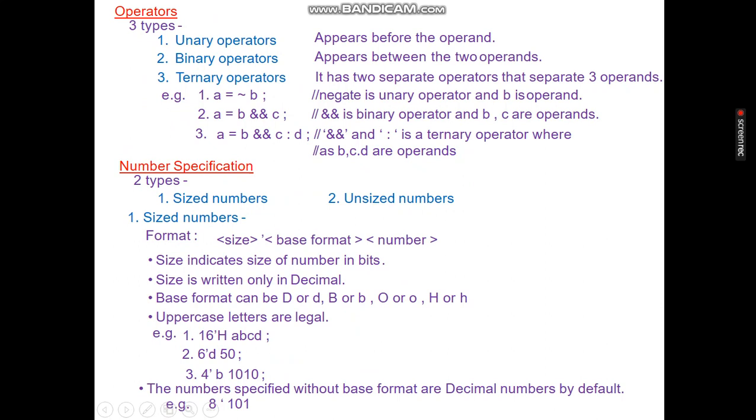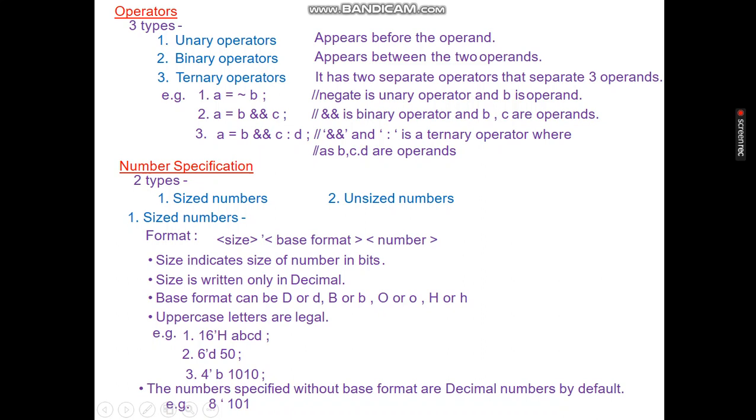Now let us see how numbers are specified in VHDL, that is, number specifications. There are two types of number specifications. First one is the sized number and second one is the unsized number. So let us see sized numbers. This one is the format of sized numbers. Here: size, apostrophe, base format, and the value of the number. Size indicates the size of the number in bits, and it is always in decimal. Size is written only in decimal.